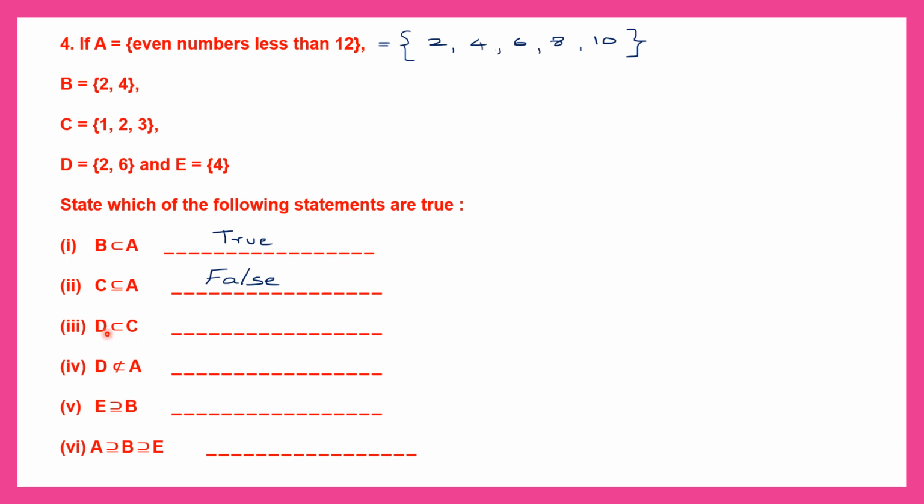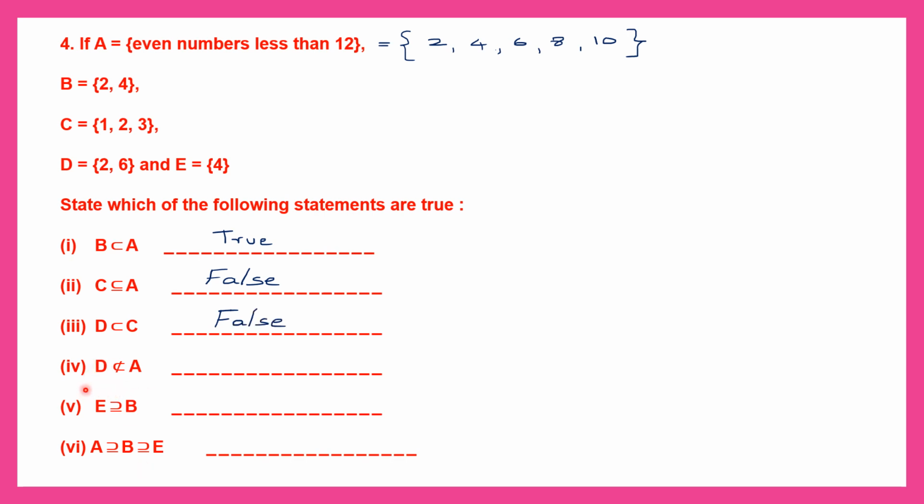Next one, it says D is a proper subset of C. So what is D? D is 2 and 6. And here, proper subset of C. And C is 1, 2 and 3. D is 2 and 6 and C is 1, 2 and 3. And as you can see, it's not a proper subset. So here we can write false. So the statement is false.